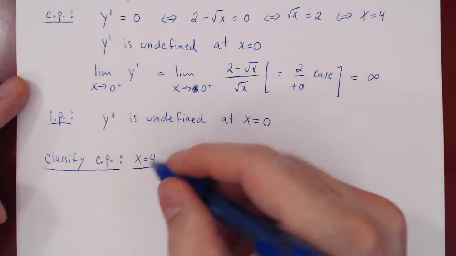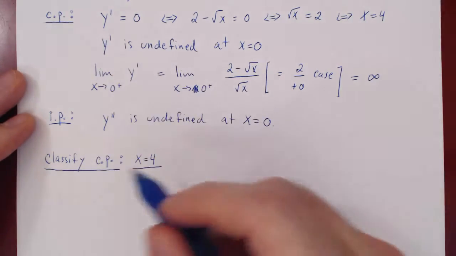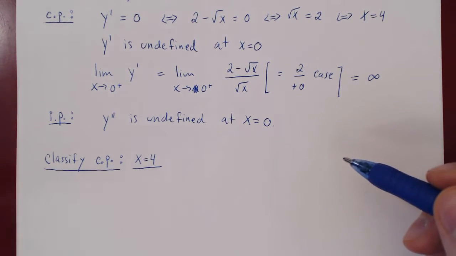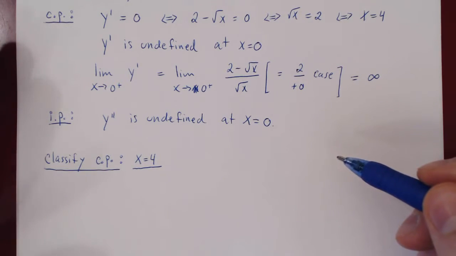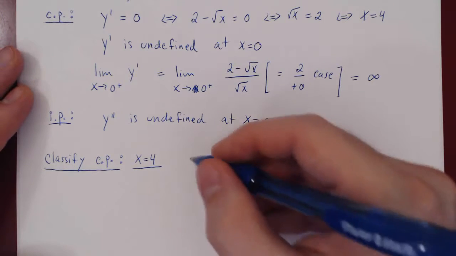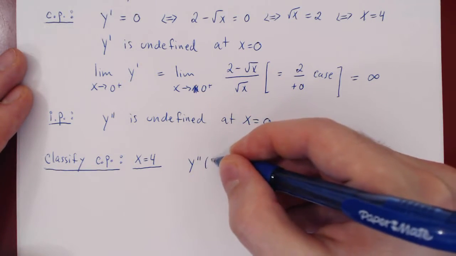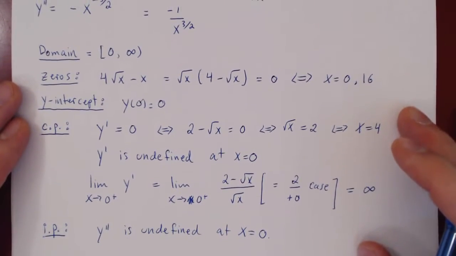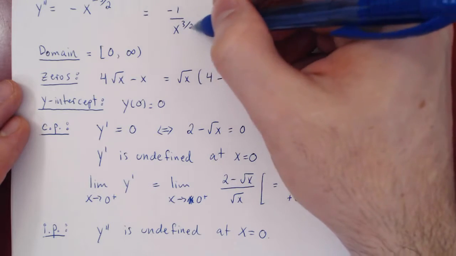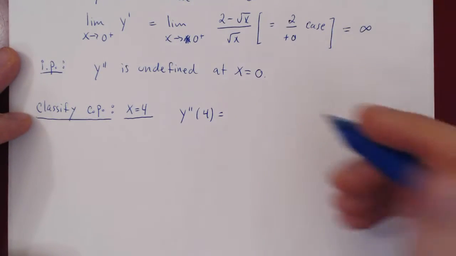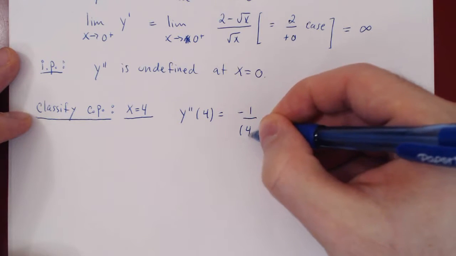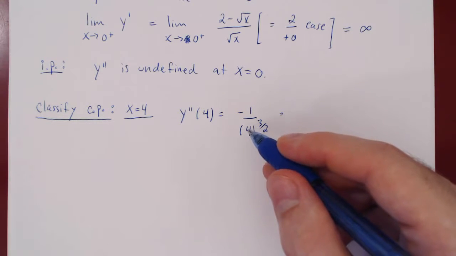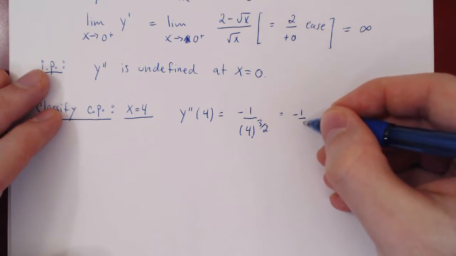And again, we classify a critical point. So this is a point where the derivative was 0, so the curve is flat there. The question is, will we have a local minimum, a local maximum, or something different? And this will be given by the second derivative. So we find the second derivative at x equals 4. So if we go back up, our second derivative is -1 over x to the 3/2. So we will get here -1 over 4 to the 3/2. Well, root of 4 is 2. 2 cubed is 8, and you get -1 over 8.